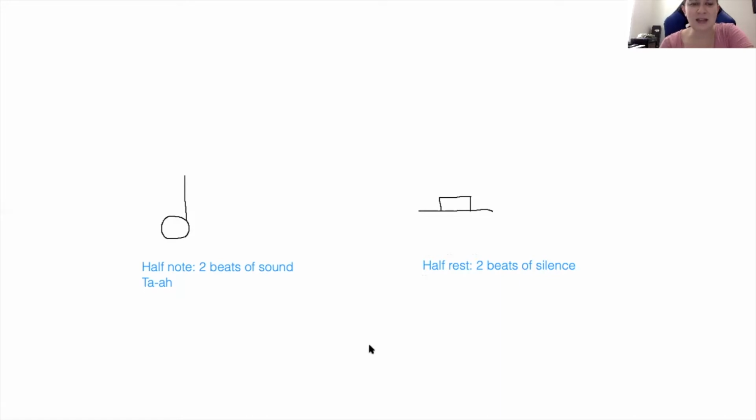So take a few minutes, pause this video, and practice drawing these two rhythms. Again, we have our open circle and our line, and then we're going to do a line straight across and do a rectangle on top. So pause this video, take a minute or two, practice drawing these rhythms a few times, and I will see you for the next activity.